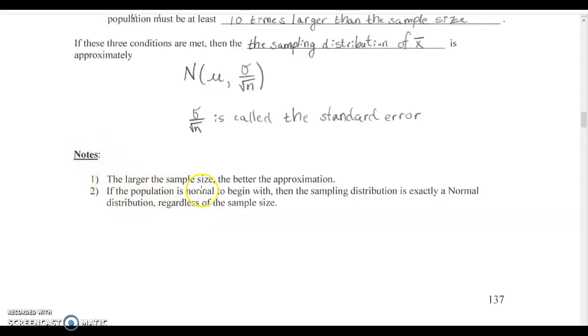Note, the larger the sample size, the better the approximation. That makes it more precise. If the population is normal to begin with, then the sampling distribution is exactly a normal distribution, regardless of the sample size.